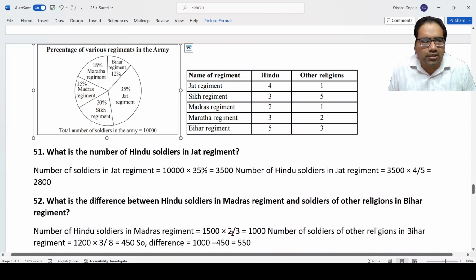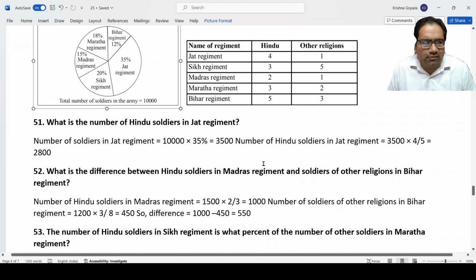That is, 2 by 3 of 1,500 is 1,000. 3 into 500, it will go. 2 into 500 is 1,000. Hindu soldiers of Madras regiment is 1,000. Other soldiers of Bihar regiment. Bihar regiment, how many? 1,200 are there. Others are 3 by 8 of this 1,200, which is 450, right? 3 by 8 of 1,200 is 450, right? 8 150s are 1,200 and 3 into 150 is 450.